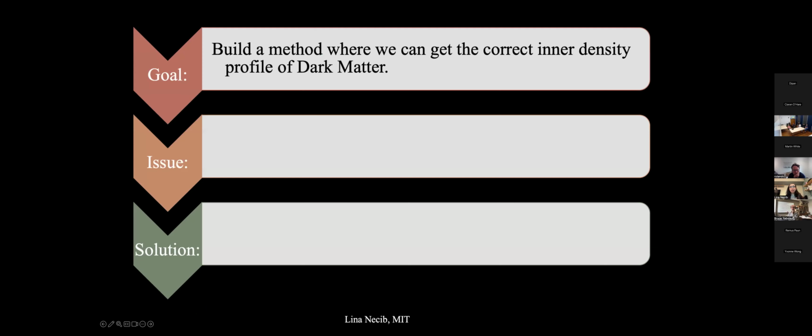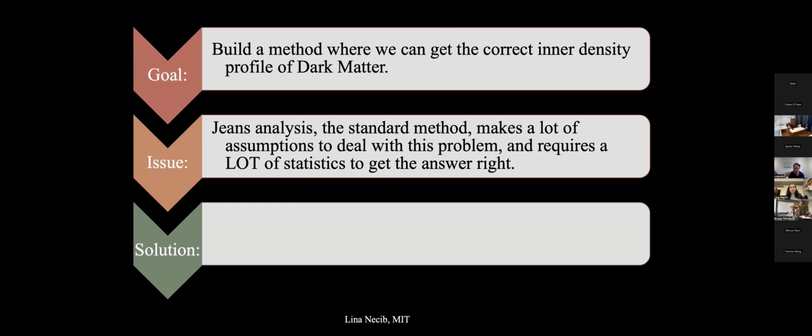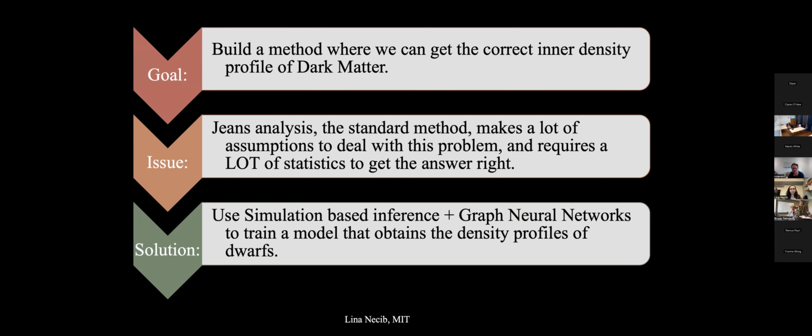So what we wanted to do is build a method where we can get the correct inner density of the dark matter profile. However, the Jeans analysis, which is the standard method that we use, makes a lot of assumptions to deal with this problem, in particular the anisotropy and the equilibrium, etc. And to compensate for that, you need a lot of statistics to get the right answer.